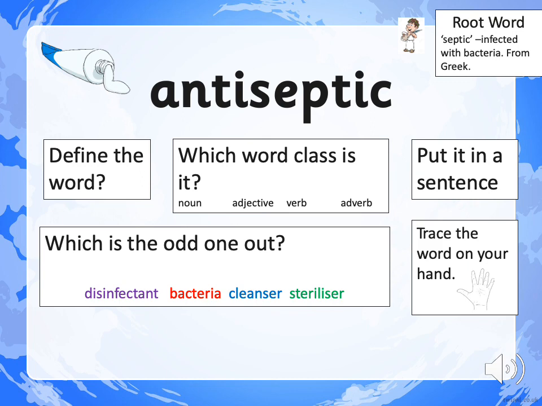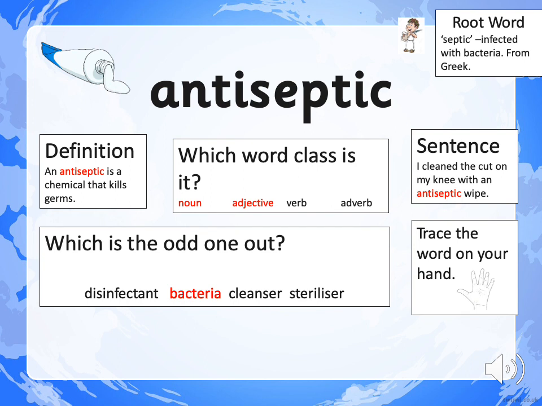Let's look at antiseptic first. It has the root word septic, which means infected with bacteria. That comes from Greek, septic. And when we add anti, it's the opposite. It is against bacteria. Okay, that will help you with your definition. What word class is it? Put it in a sentence. Find the odd word out from these words: disinfectant, bacteria, cleanser, and sterilizer, which is the odd one out. And trace the word on your hand, please.